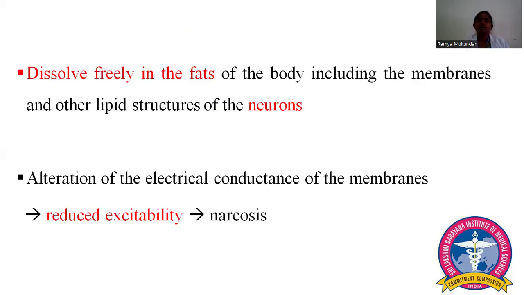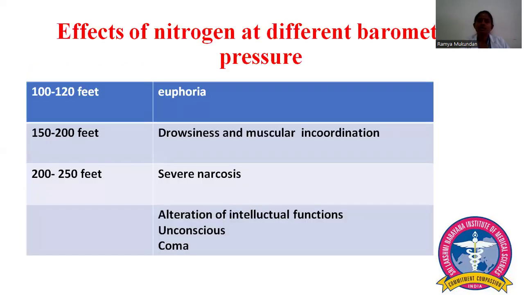First, the nitrogen has the tendency to dissolve in the body at a very rapid rate, especially in the lipids of the body. So, what are the structures which are highly rich in lipids? The neurons. So, it gets easily dissolved in the fat content of the body, which results in the alteration of the electrical conductance of the neuron, reducing its excitability, resulting in narcotic effect or anesthetic effect. So, whenever the nitrogen concentration increases, that is, the partial pressure of nitrogen increases in the body, what happens? At different depths under the sea, it causes different effects in the body.